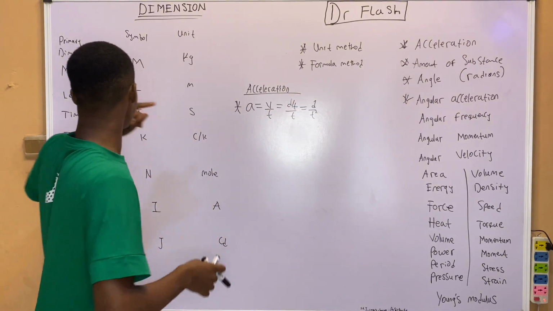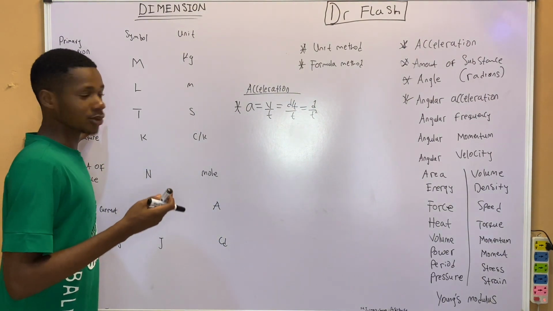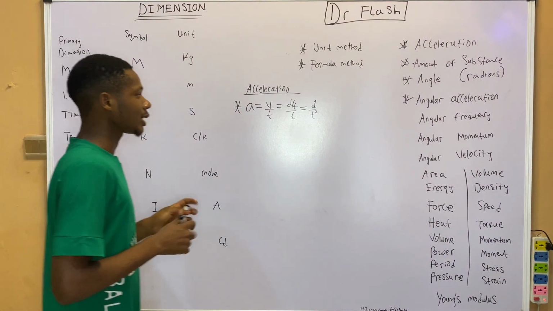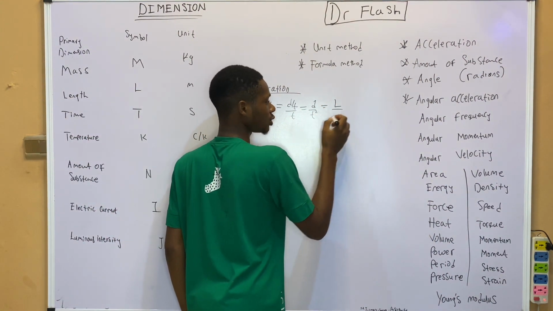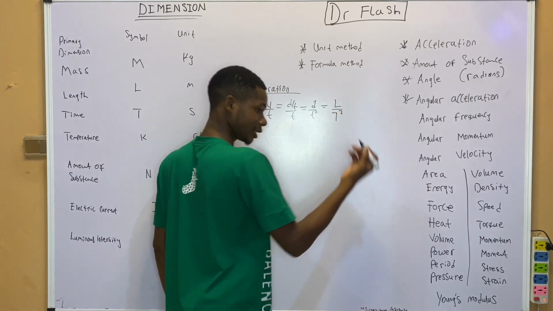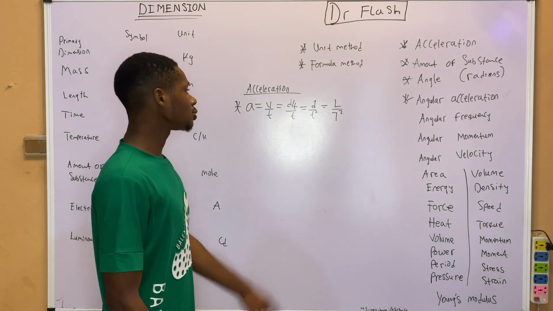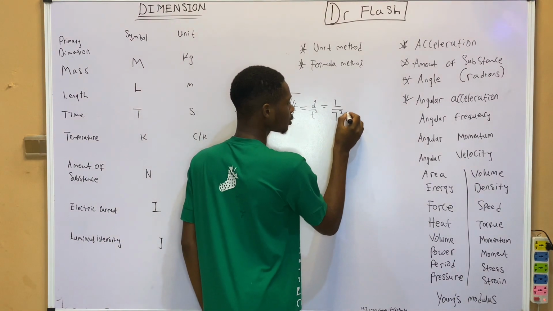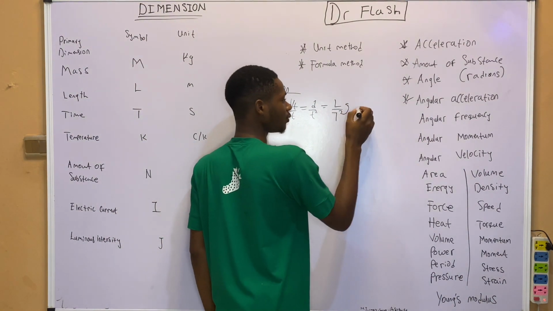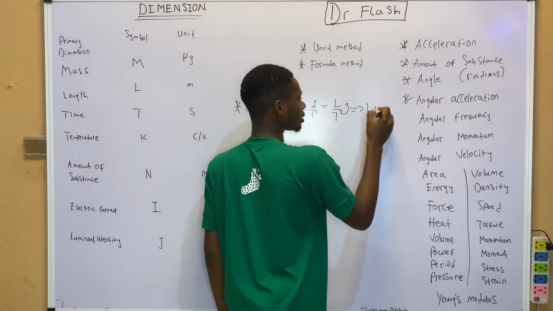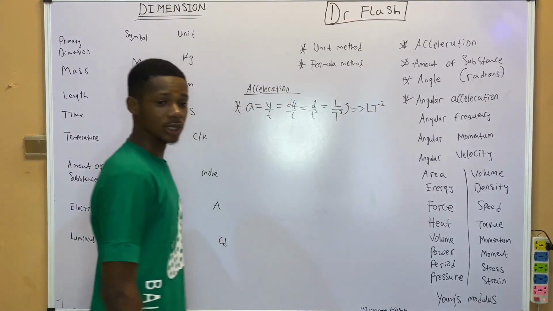Distance here on the board represents length, and it is represented as a capital letter L. So this can be written as L. And t is time, which is written as capital T, that's over T squared. Now, simplify this using the laws of indices. When the T squared goes to the top, the power becomes negative. This gives us LT^-2. That is simply how we get the dimension.